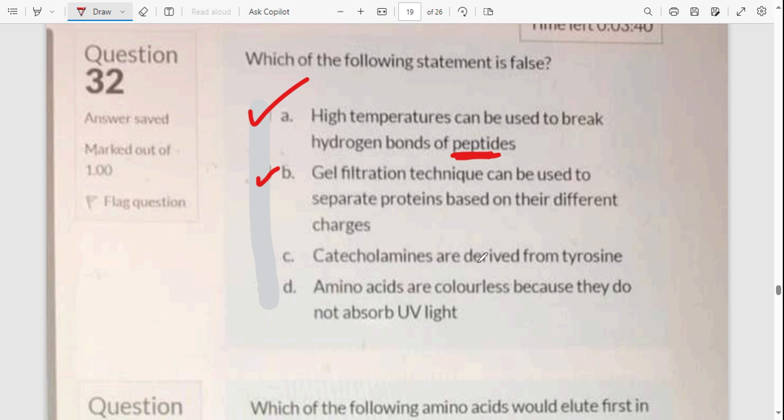Catecholamines are derived from tyrosine. This statement is true, so it can be an answer. They come from tyrosine amino acid. Amino acids are colorless because they do not absorb UV light. This statement is false. The reason why amino acids are colorless is because they do not absorb visible light, not UV.